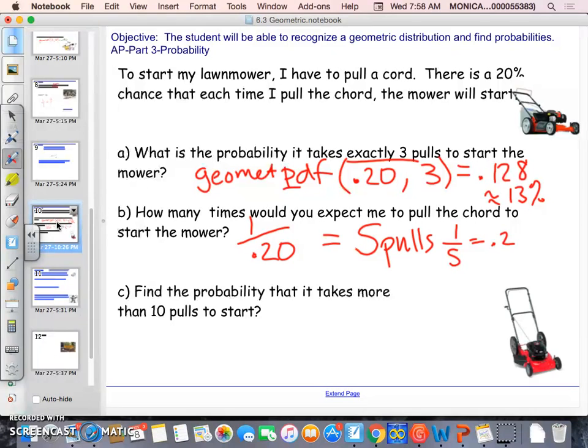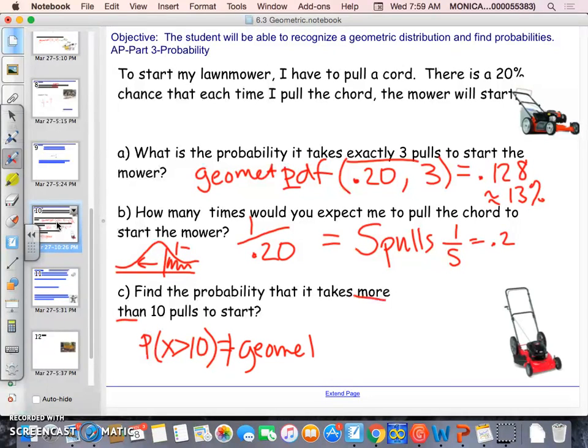All right, find the probability that it takes more than 10 pulls. So we're looking at more than, so the probability of x greater than 10. And if you think about a distribution curve, if here's 10 and you want this part, then you have to take 1 away from it, because remember, a distribution curve always gives you the less than value. So the probability of more than 10 would be 1 minus geometcdf of 0.2, comma, 10.